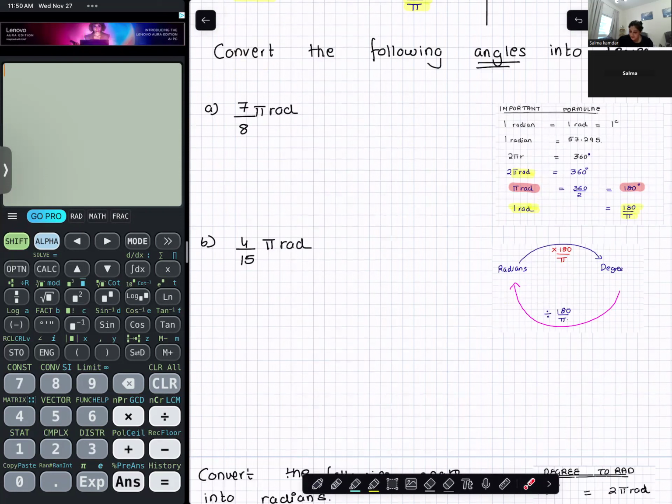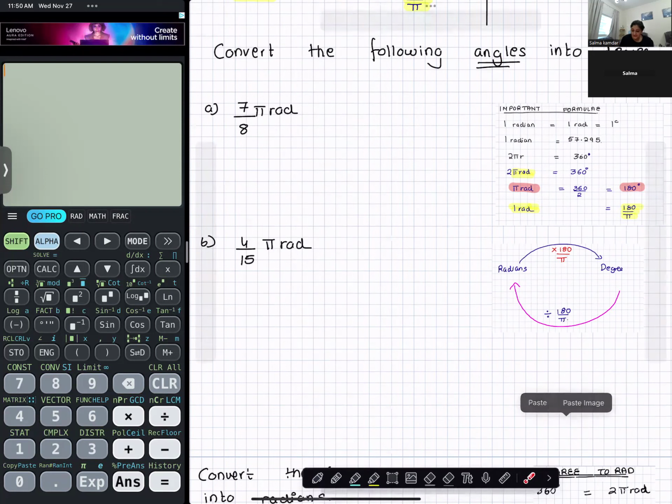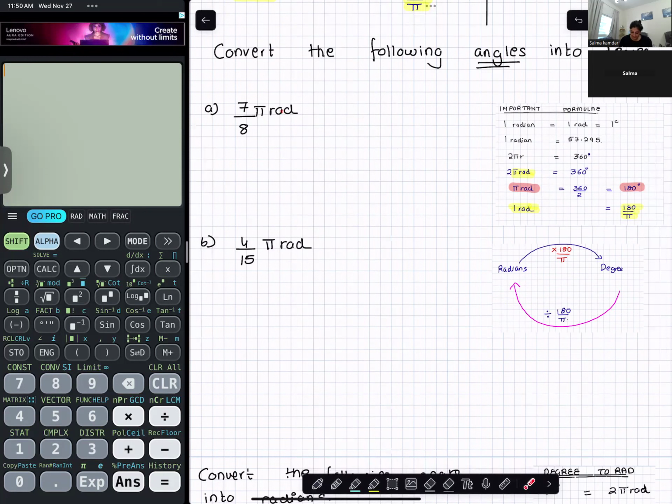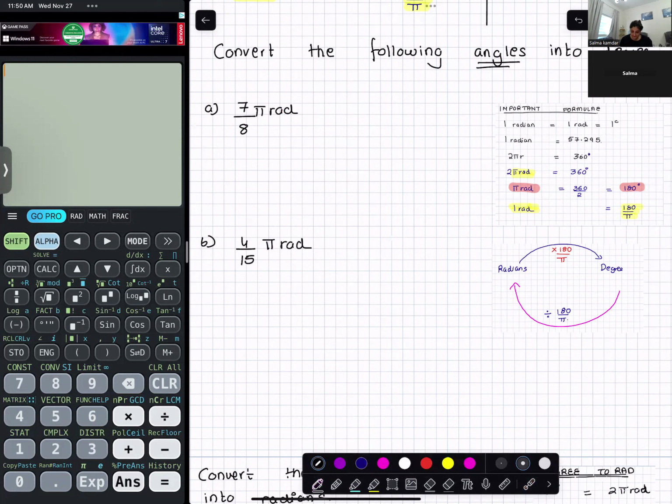Now you need to convert angles into degrees. That means you want to convert the rad into degree. Simply what I will do is, if I want to convert rad into degree, I'm going to multiply by 180 over pi.